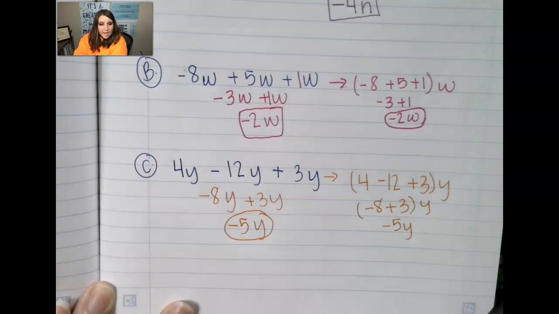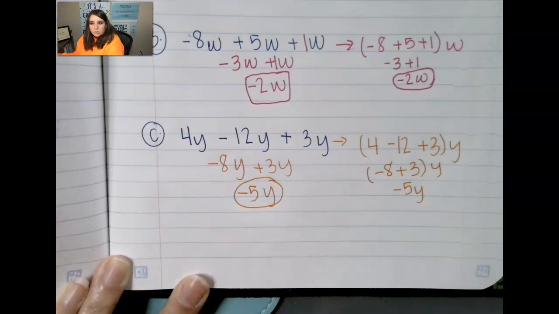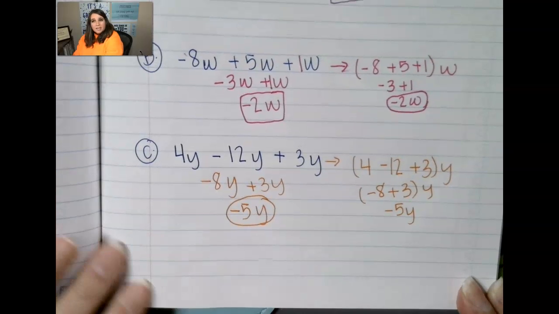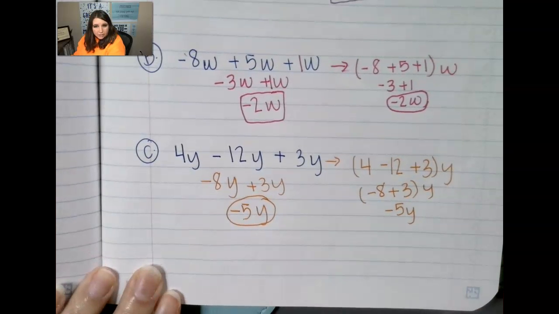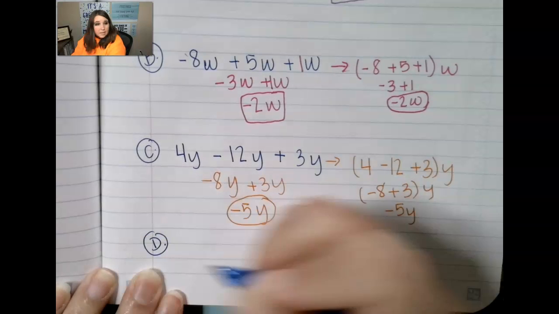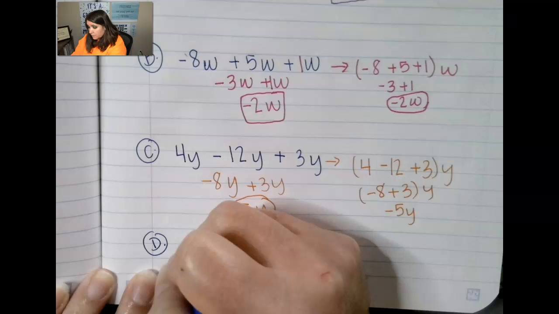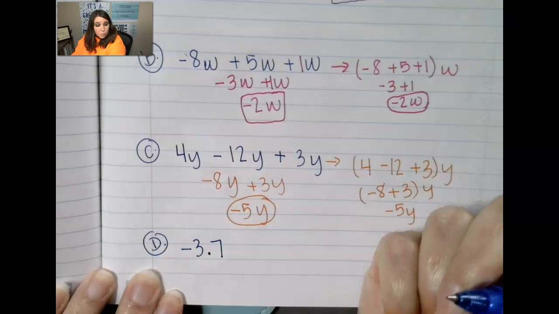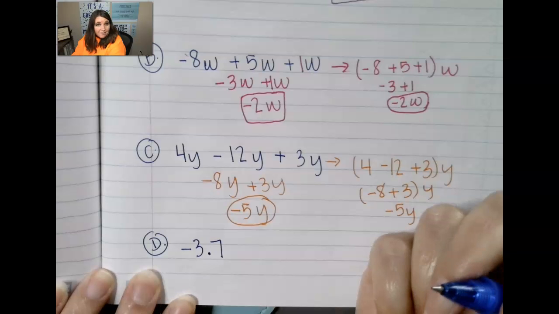Okay, last example. So last example for like terms, simplifying expressions that have like terms. Example D. Example D says to simplify negative 3.7. Ooh, this time we have a decimal.